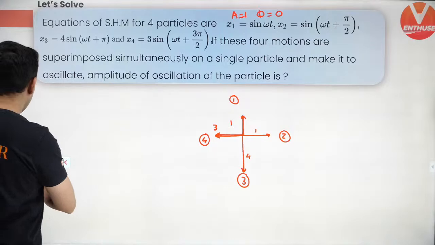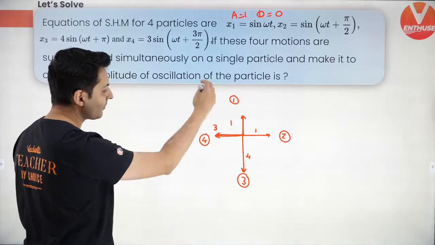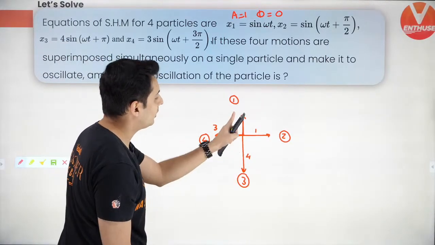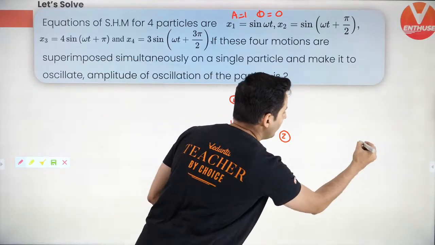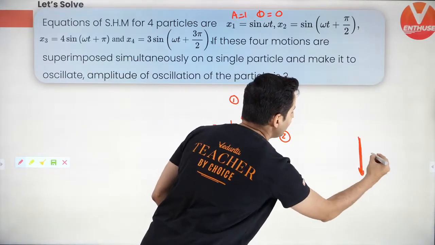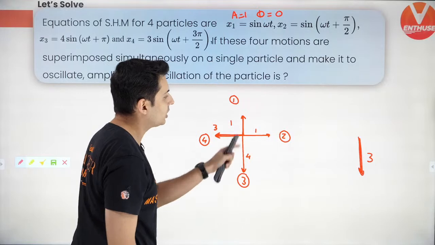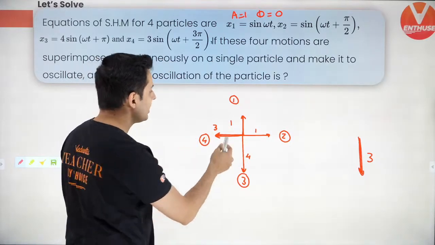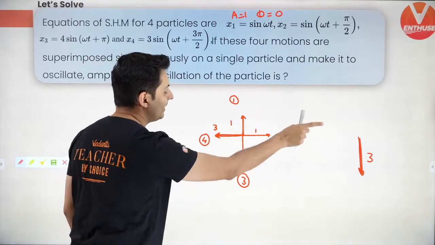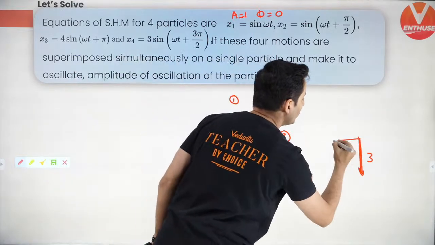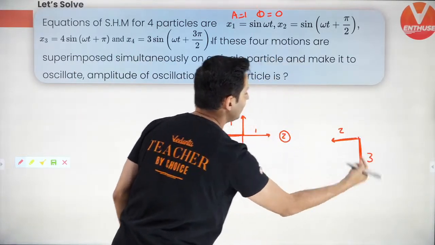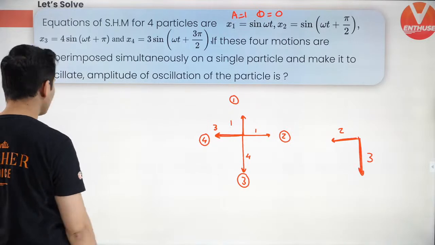It's very simple. First, take care of the y-axis. 4 below, 1 on the top. So resultant will be how much? It will be 3 below. 4 below, 1 on the top, so resultant 3 remaining. Here 3 this side and 1 that side. So resultant 2 over here. So 3 and 2 are remaining in perpendicular directions.